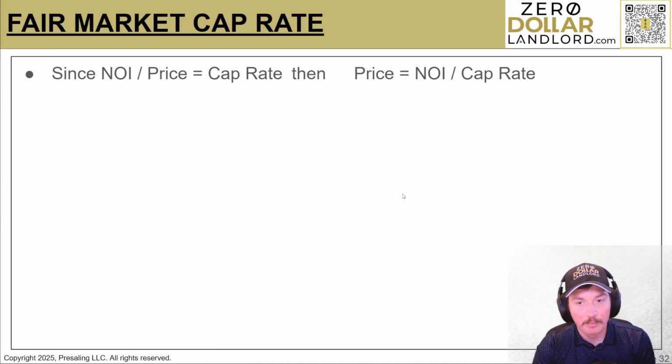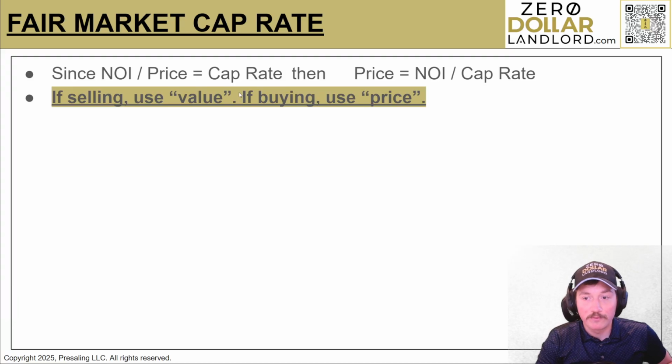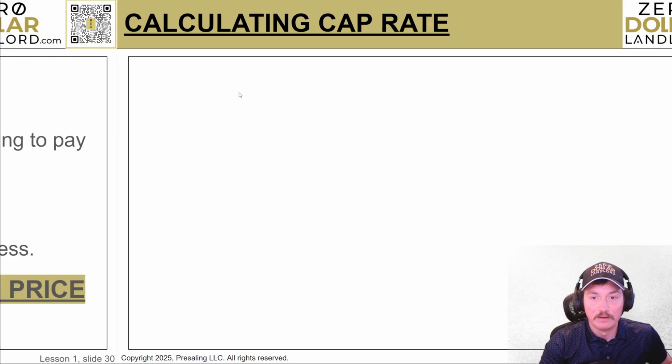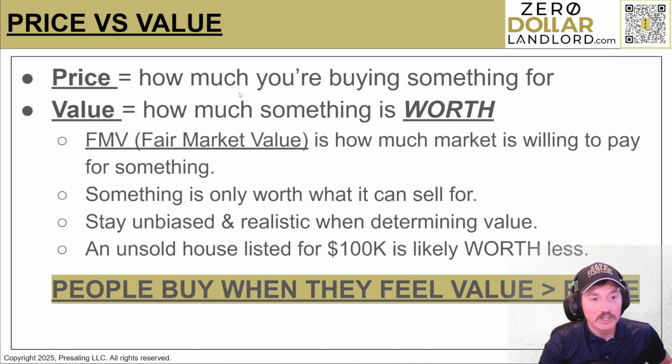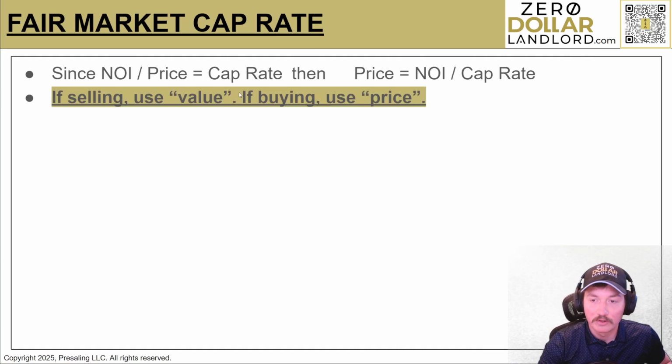All right, fair market cap rate. Since net income divided by price equals cap rate, then also price equals NOI divided by cap rate. We're just rearranging the formula: multiply both sides by price. That's all I did, basically, just some algebra 1 for you. So price is equal to NOI divided by cap rate. If we are selling, we use value. If we're buying, we use price. Price is what you're buying it for, value is what it's actually worth, and you are only able to sell things for what they're worth.